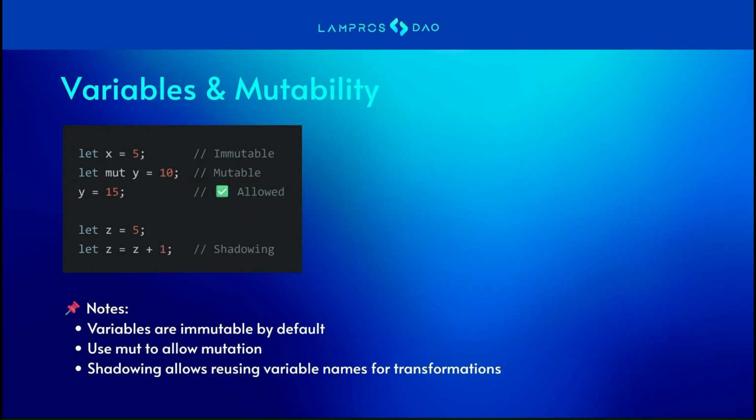But in Rust, if you declare a variable called z is equal to 5, and then redeclare the same variable in the same scope with the same name, z is equal to z plus 1, then the value 5 will be passed here. 5 plus 1 is 6, and this syntax won't give you an error. This is called shadowing. So variables are immutable by default. You have to use mut to allow mutation, and shadowing allows reusing variable names for transformations. Moving forward.